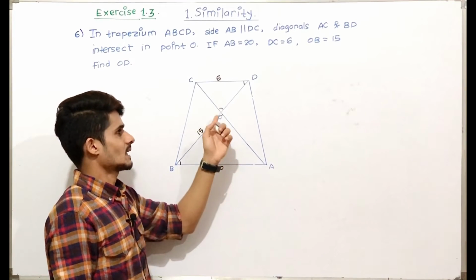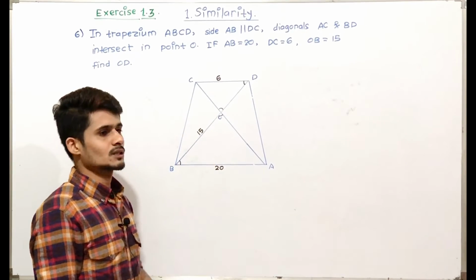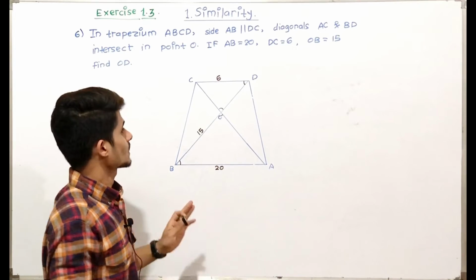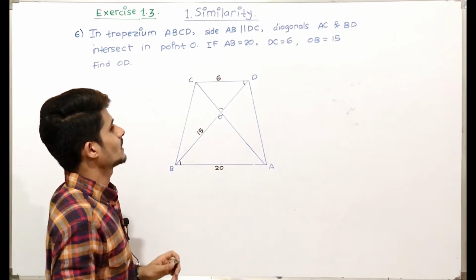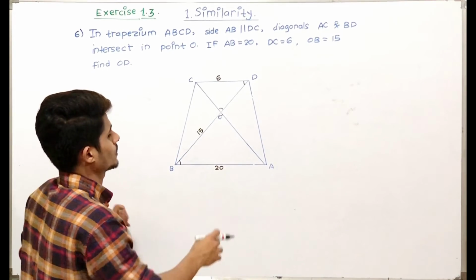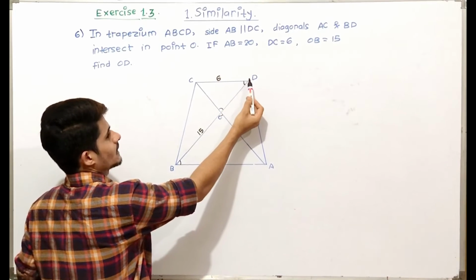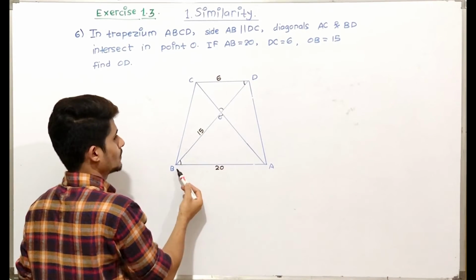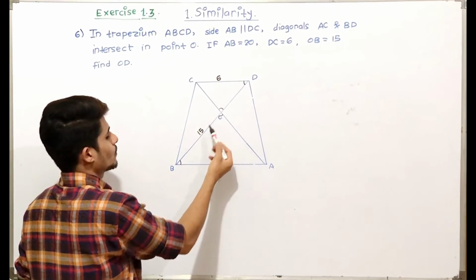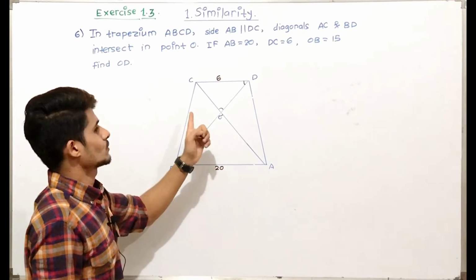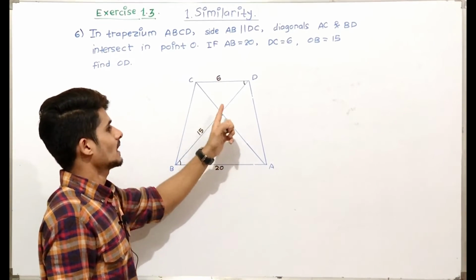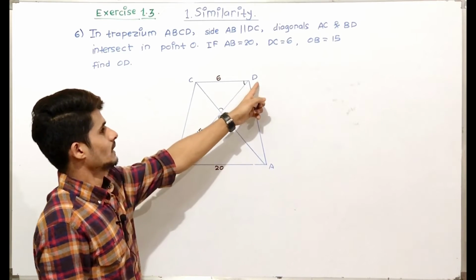Once the triangles are similar, we'll take the corresponding sides. That is, corresponding sides of similar triangles are in proportion. So we'll take corresponding sides, that is DC upon AB is equal to DO upon OB. We'll substitute the values, cross multiply and find the value of DO.